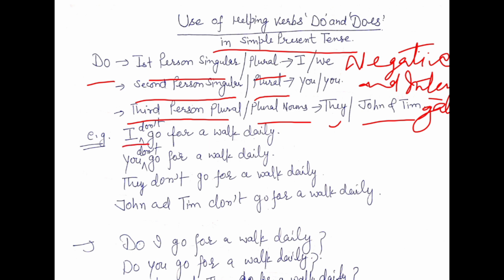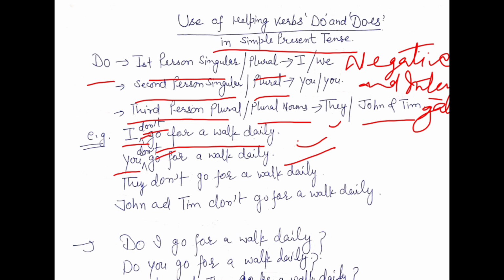I do not go for a walk daily. In this sentence, not is used. Your sentence is negative. Person is first singular. So do is used. I don't go for a walk daily. You is second person singular or plural, you can say. Not is used, and so you have to use do. And your sentence becomes in this way: you don't go for a walk daily.